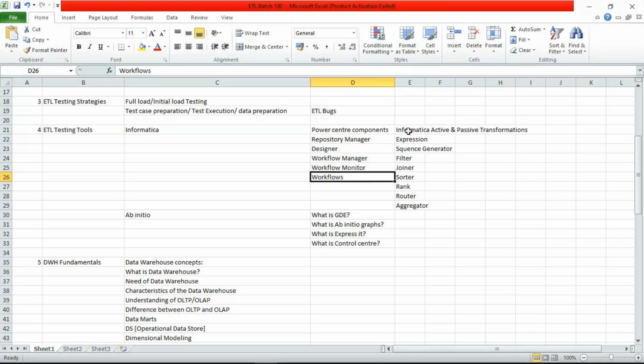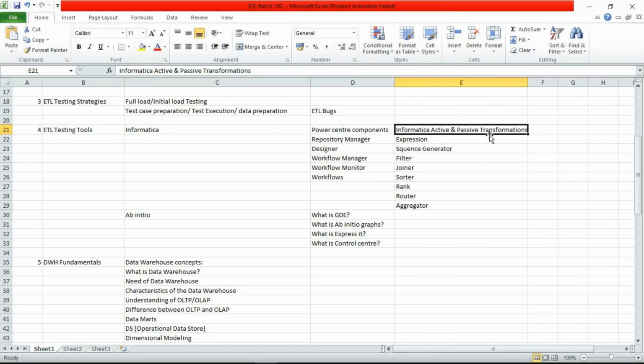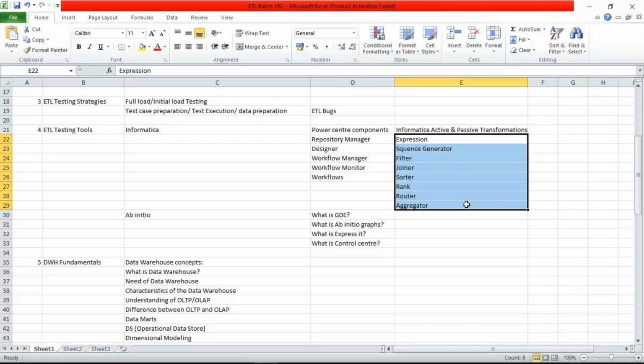Further to that, we have Informatica active and passive transformations. We'll see what these transformations are, what active transformations are, what passive transformations are, what the differences between them are, and which transformations fall under active and which fall under passive. These types of transformations are there: expression transformation, sequence generator transformation, filter transformation, joiner transformation. We'll see them one by one.